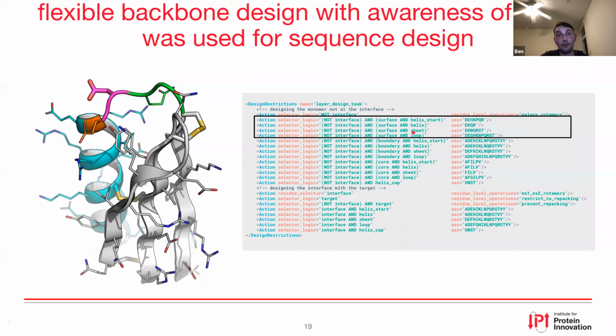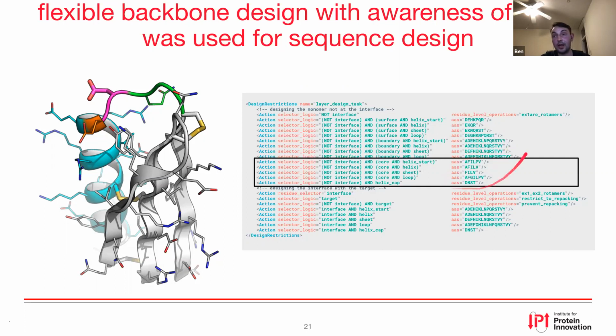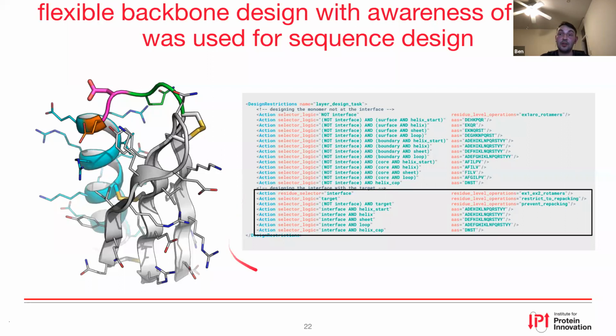And so the first layer is the surface layer. Here in the surface layer, we allow mainly charged and hydrophilic residues to be designed. In the boundary layer, we allow charged, hydrophilic and also some hydrophobic residues to be designed. So that's our most promiscuous layer. And then in the core layer, we only allow hydrophobic residues to be designed. And then for the helix cap, we only allow the residues that stabilize it, which comes from the Rockland paper a couple years ago.